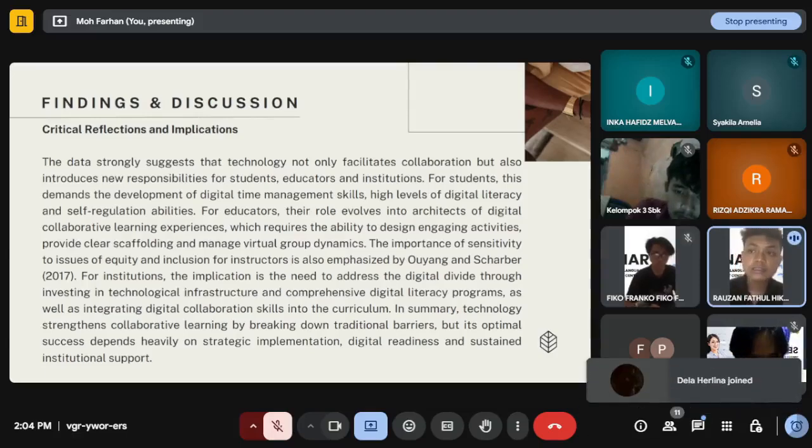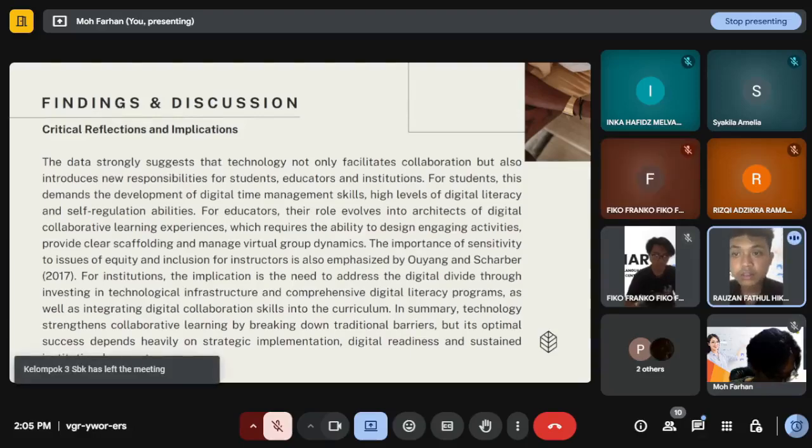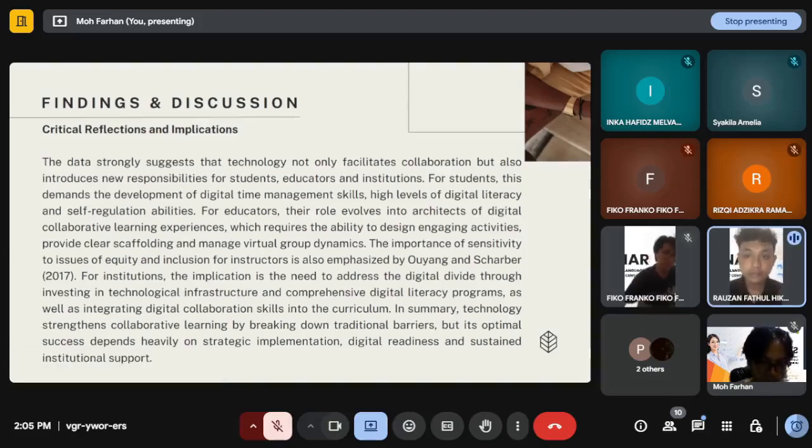The implication is the need to address the digital divide through investing in technological infrastructure and comprehensive digital literacy programs, as well as integrating digital collaboration skills into the curriculum. In summary, technology strengthens collaborative learning by breaking down traditional barriers, but its optimal success depends heavily on strategic implementation, digital readiness, and sustainability.